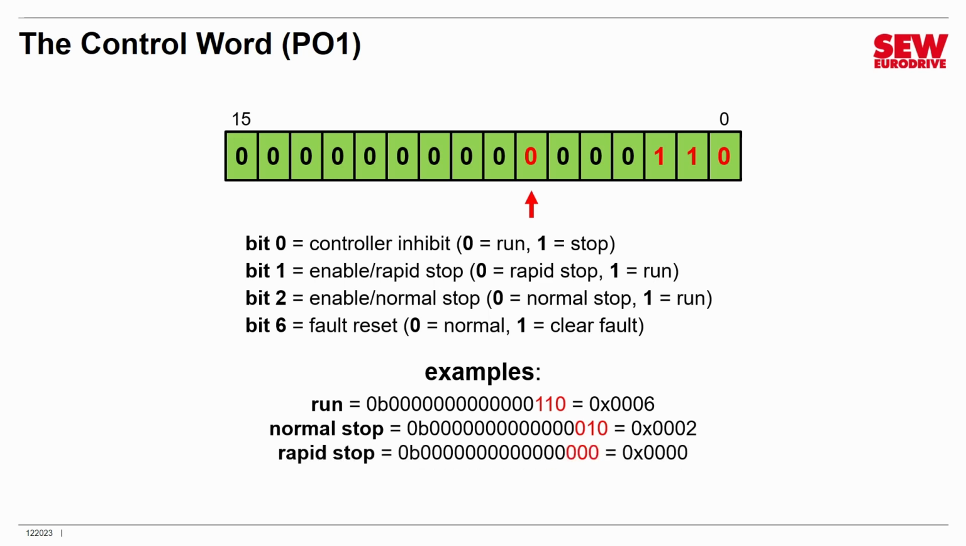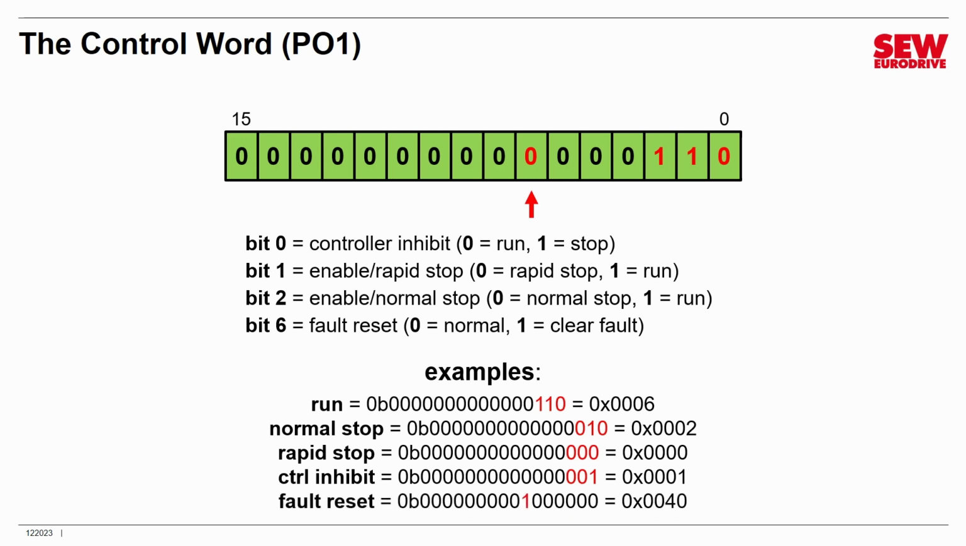If you want a rapid stop, which uses parameter 2-25 for the ramp, you change all the bits to 0, and that will request a rapid stop that gives you hexadecimal 0000. And if you want a coast or inhibit stop, then you put 001 in the control word. That's hexadecimal 0001. And then finally, if you want to clear a fault, you set bit 6 to a 1. That's 0040. So you would do that, and then you would change it back to something else later with that bit 0. So that's the control word.